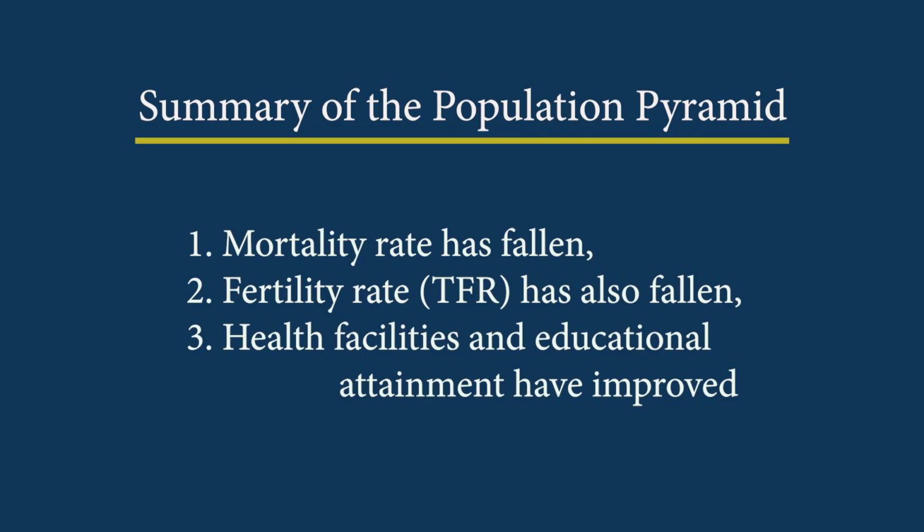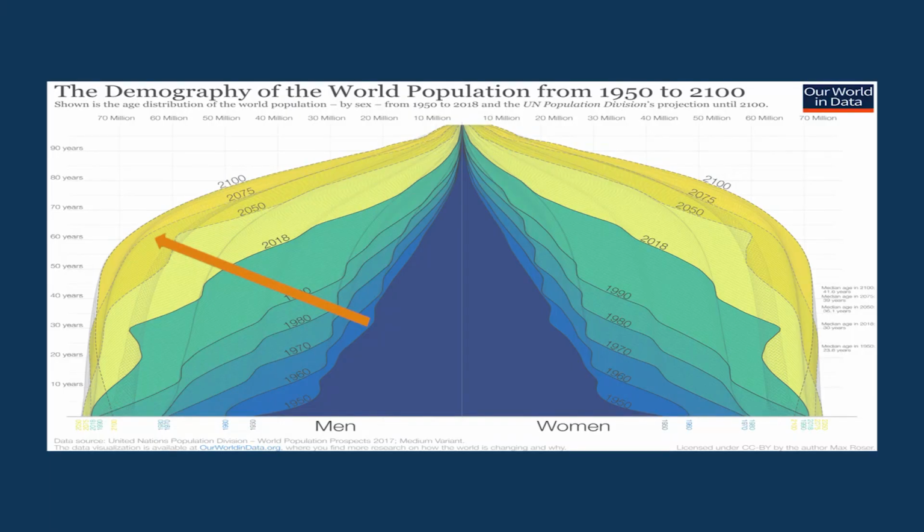But over time, a few things have changed. Number one, the mortality rate has fallen all over the world. Number two, the birth rate and total fertility rate have also fallen. Number three, health-wise and education-wise attainment have improved all over the world. As a result, more and more people have been added in the higher age groups. Hence, the pyramid has expanded. If we look carefully, we can see the middle portion has expanded significantly, and even in the top portion, expansion is clearly visible.